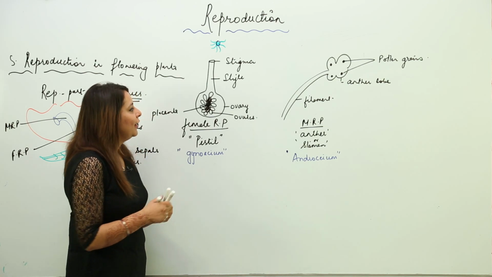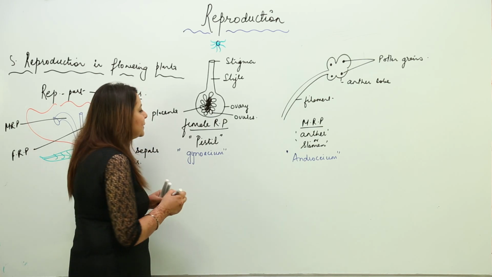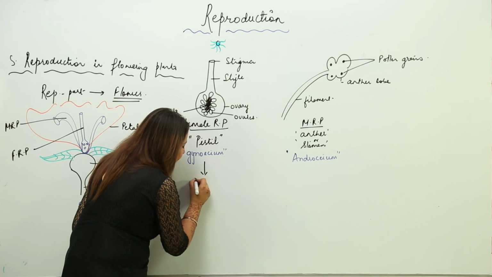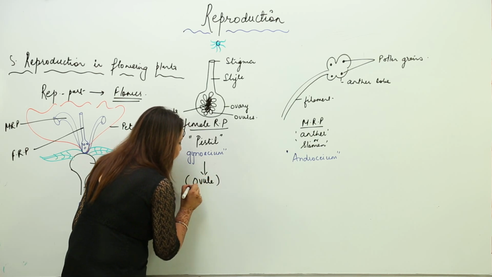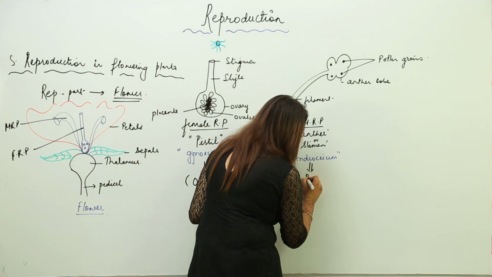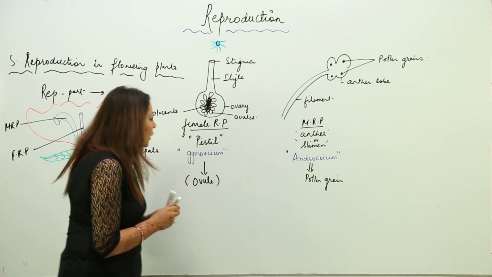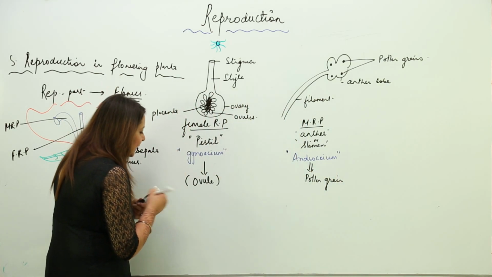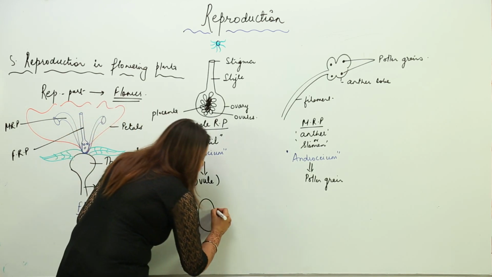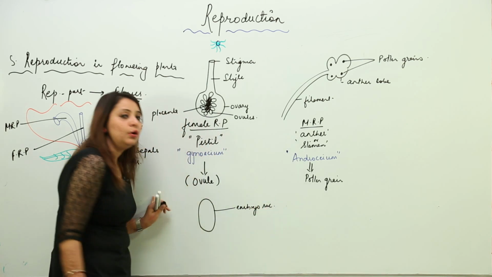Now we know these are the organs, so obviously they will produce gametes. What gametes do they produce? The female reproductive part's gamete is the ovule, and that of the male is the pollen grain. So what is the structure of the ovule? It is like this. It has a sac-like structure which is called the embryo sac.